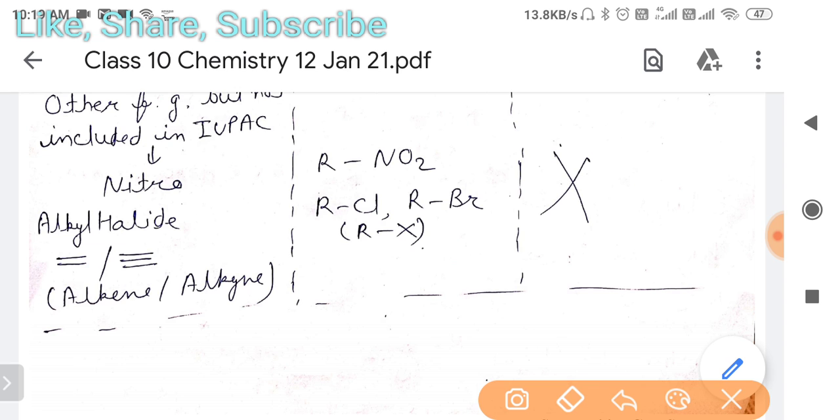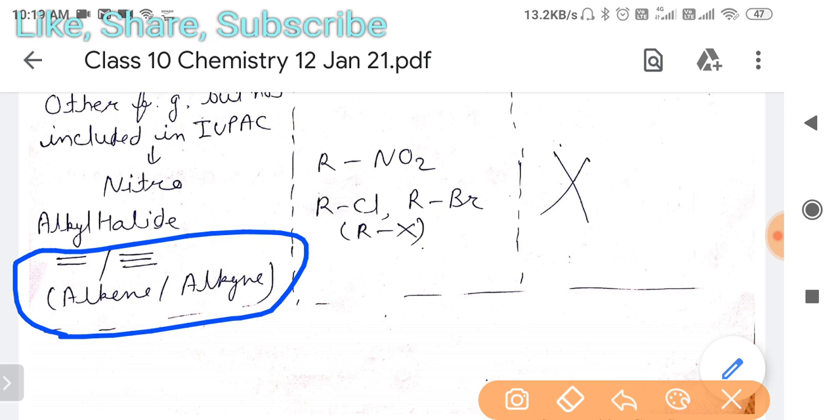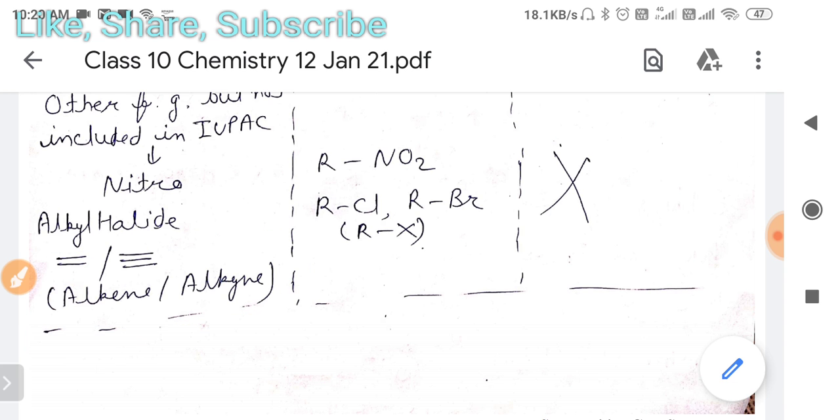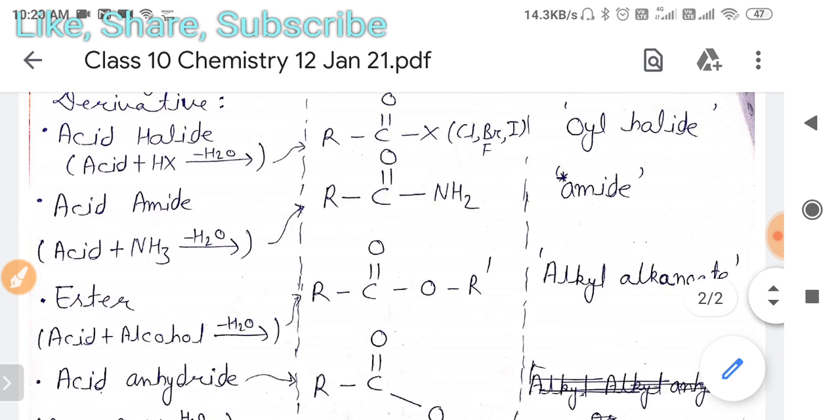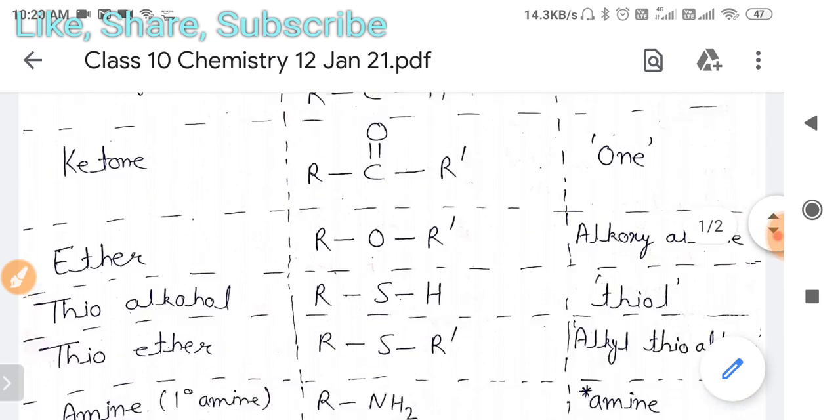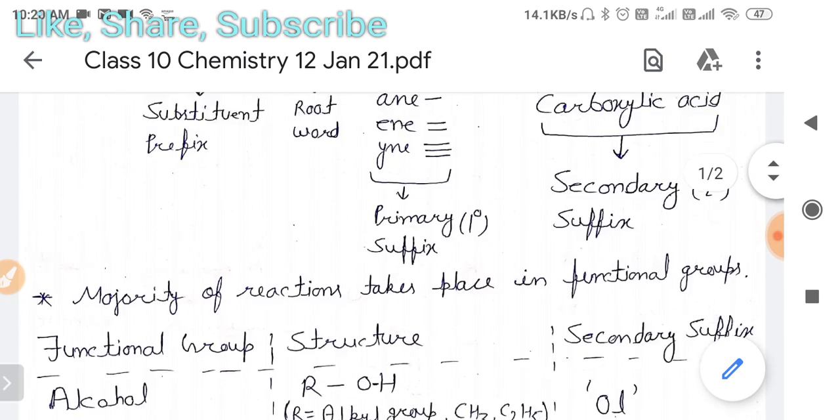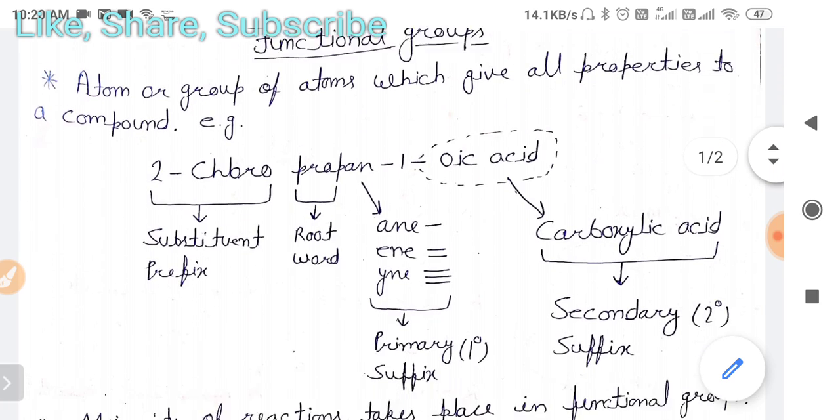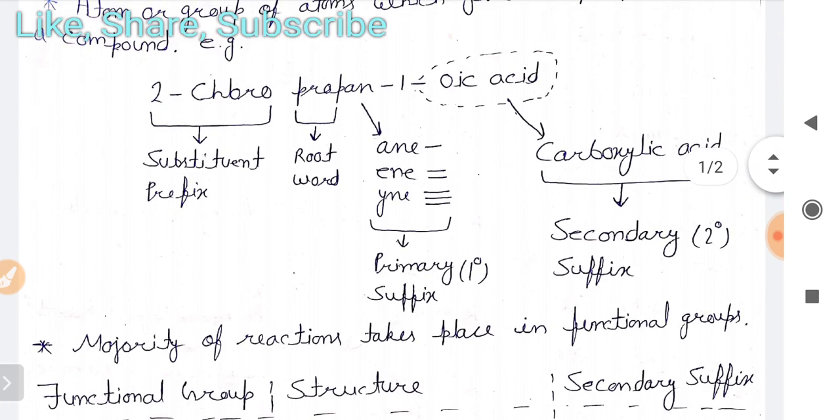Same as alkene and alkyne, they also represent functional groups, but they are considered as substituents by IUPAC. So this is all about the IUPAC names, sorry, functional groups, which you have to understand. You have to read them and understand carefully.